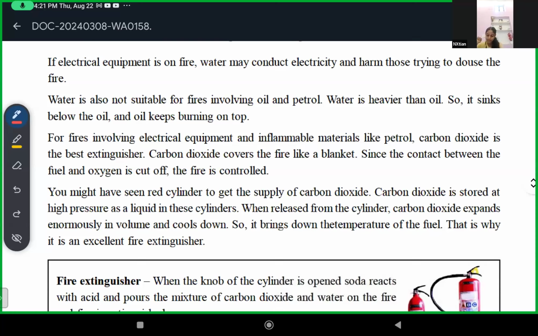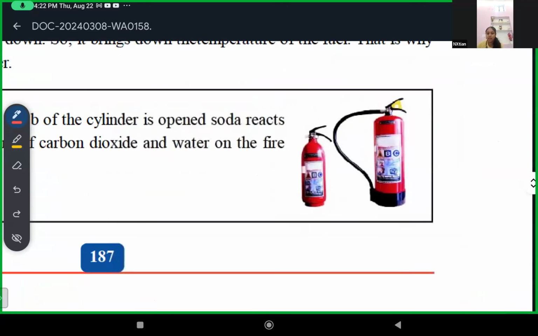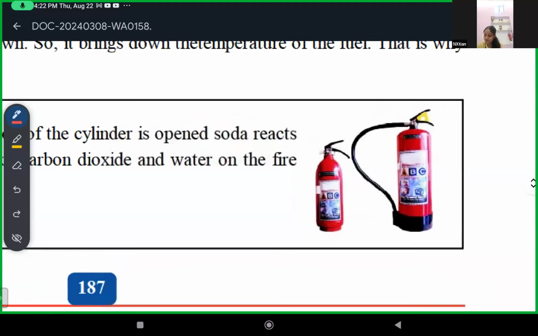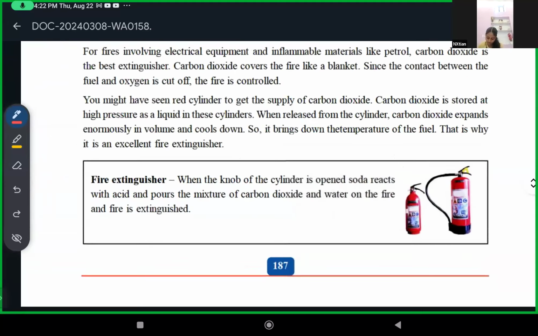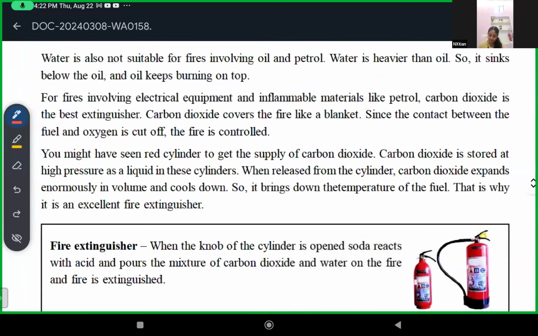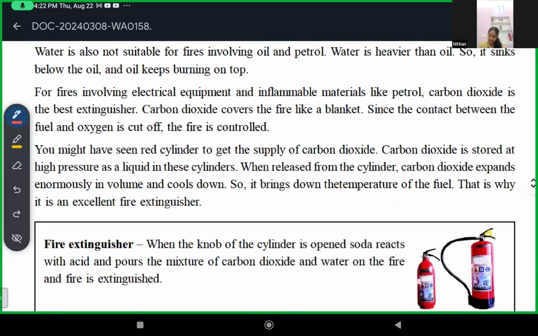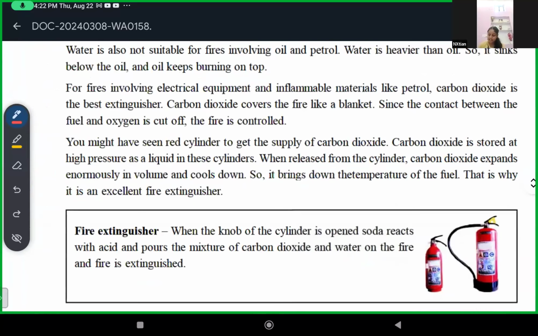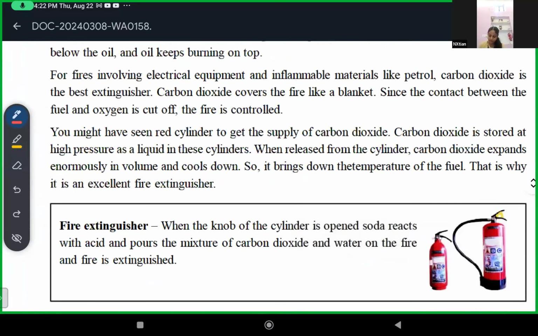For fires involving electrical equipment and inflammable materials like petrol, carbon dioxide is the best extinguisher. Have you seen these fire extinguisher pumps? Yes, ma'am, we have one or two in our home also. Okay, that's great. These are used to extinguish fires. It covers the fire like a blanket. Since the contact between the fuel and oxygen is cut off, the fire is controlled.